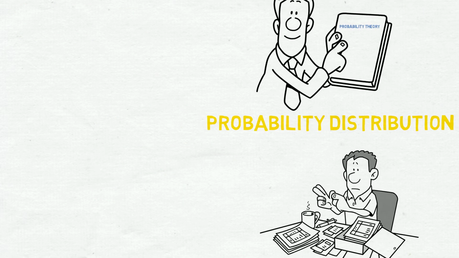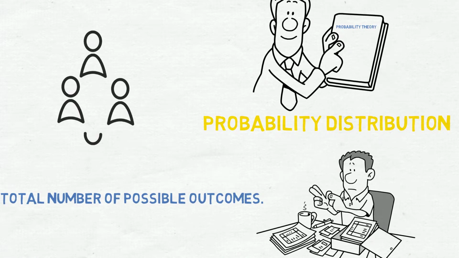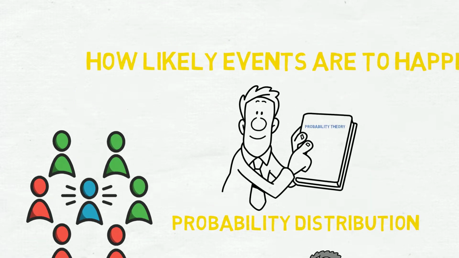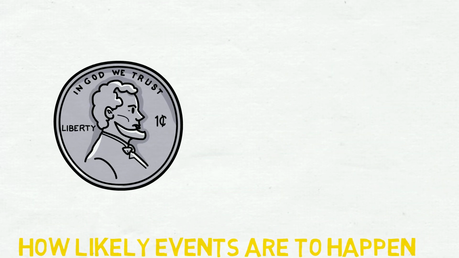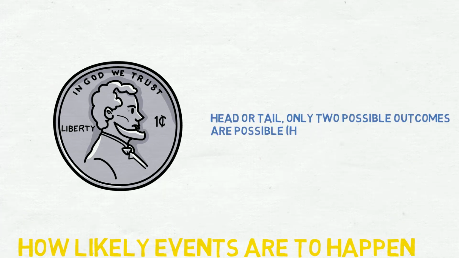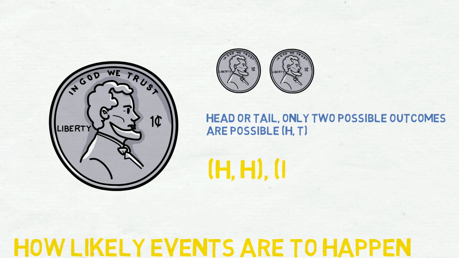To find the probability of a single event to occur, first we should know the total number of possible outcomes. For example, when we toss a coin, either we get head or tail. There are only two possible outcomes. But if we toss two coins, there are actually three possible outcomes. It can be both head, both tail, or head and tail.